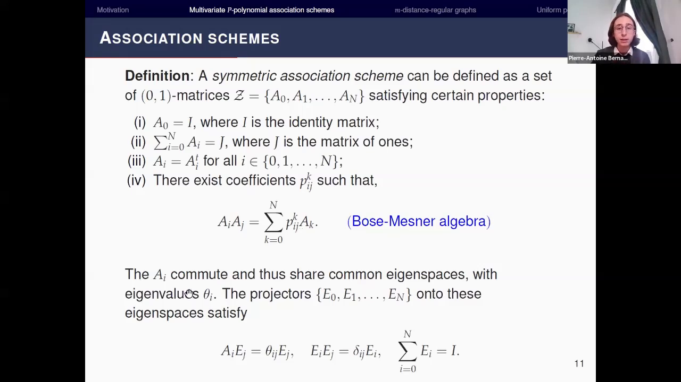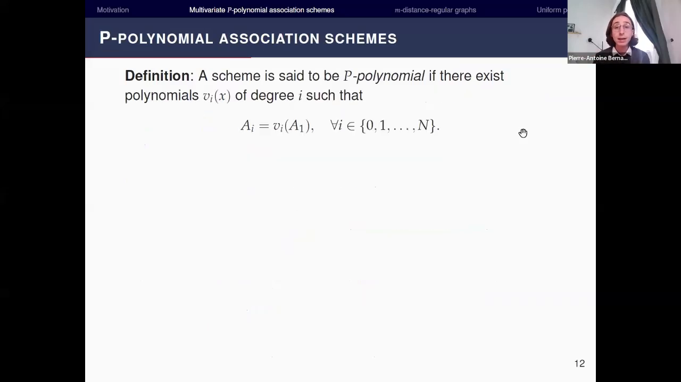We also know that these matrices commute and they share common eigenspaces, and you can define a basis of projectors onto these eigenspaces, and these are the E0, E1 up to En, which will verify the usual relations verified by projectors. So they sum to the identity, they are idempotent, and they really project onto the eigenspaces of the Ai.